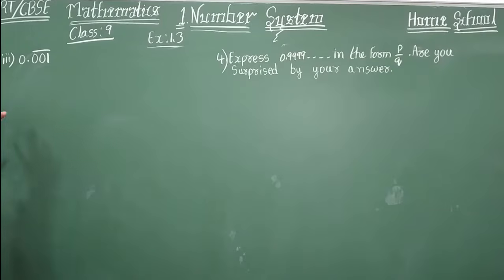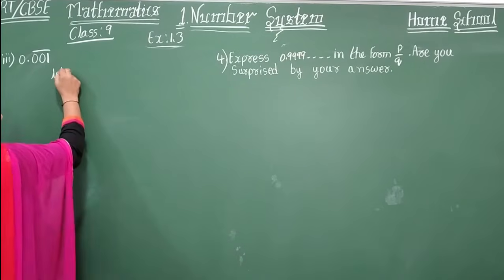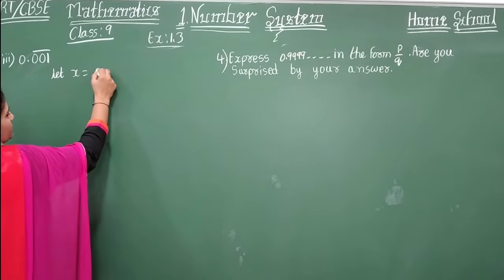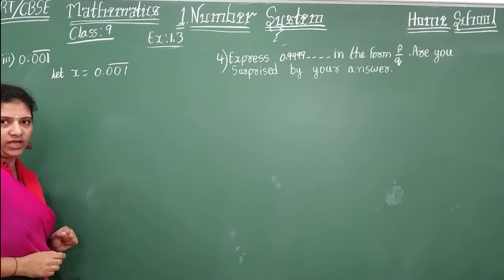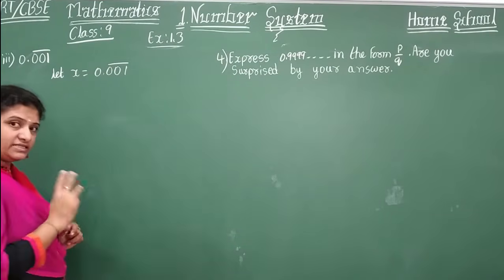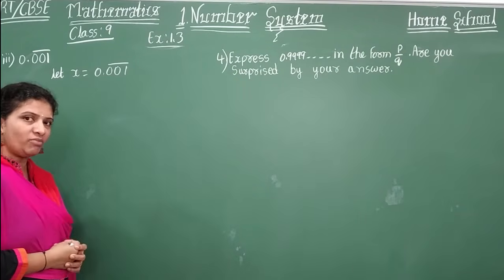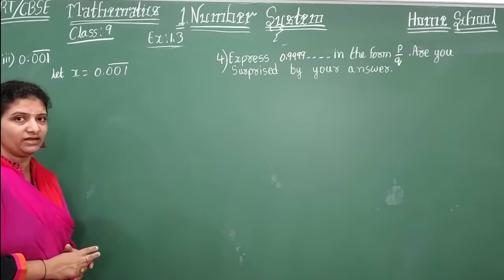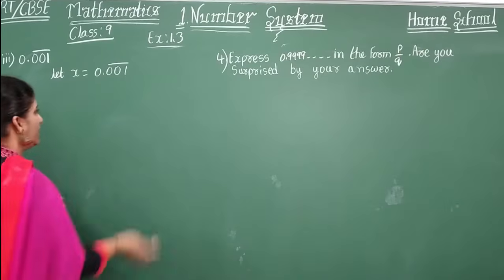Look here, third sub question here, 0.001 bar. So observe here children, same technique, there is no change. Let X is equal to 0.001 bar. Okay. So now how many digits are repeating here? 3 digits, right? So how much you need to multiply here? 1000. 3 digits, 3 zeros, that makes 1000.